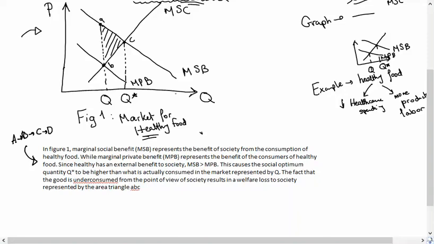In this case, externality leads to the social benefit being bigger than the private benefit, leads to the socially optimum quantity being bigger than what's actually consumed in the market, which leads to the market failure. And the underconsumption represents a welfare loss to society represented by the area. This is A, B, C, D. You can solve it in different ways, but this is my illustration of it.